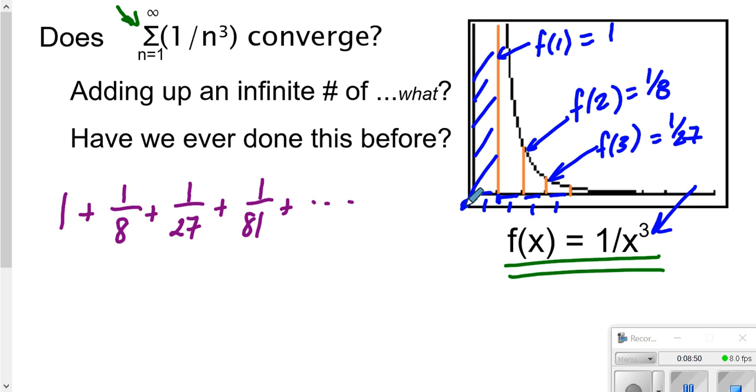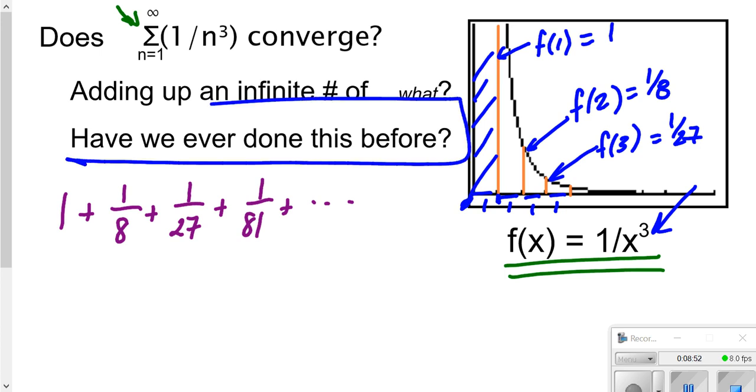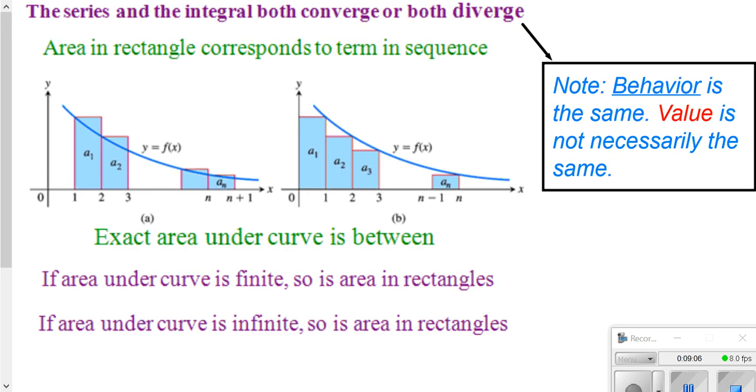Whoa, adding up rectangles. Have we ever done that before? Kind of like all the time, right? So adding up rectangles and then letting the width of the rectangle become infinitesimally thin so we have infinitely many rectangles to fill up, that sounds awfully like an integral. Okay, so here is my totally stolen from the interwebs picture of the integral test.